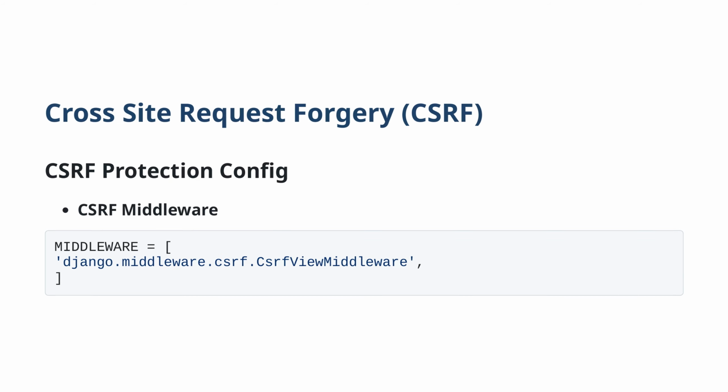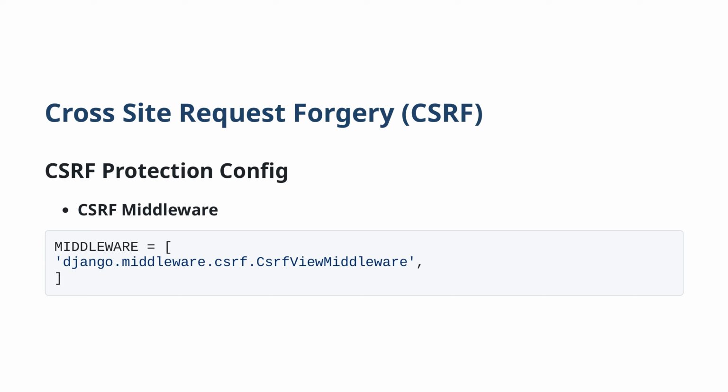Cross-site request forgery, commonly known as CSRF, is an attack that tricks the victim into submitting a malicious request. It's important to protect your applications against such vulnerabilities. In Django, CSRF protection is implemented using middleware. You need to include the CsrfViewMiddleware in your middleware setting. This middleware will ensure that your views are protected from CSRF attacks by requiring a token for POST requests.